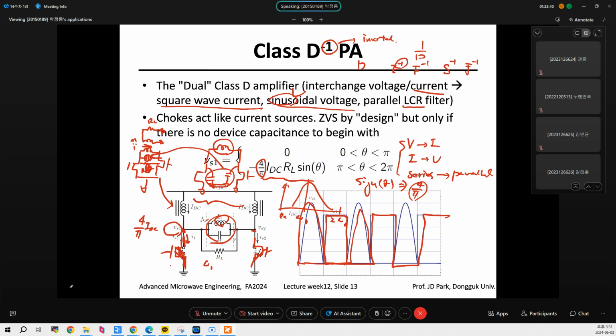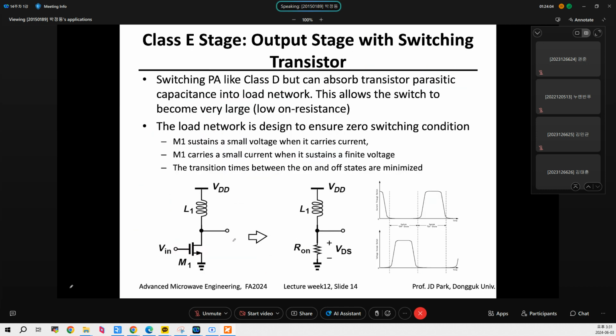Any questions? This is widely used. Professor Nina Jad's group also presented inverse class D amplifiers, and it was highlighted in many journal papers. So you guys just take a look at those. Very interesting. Now let's move to the class E amplifier.